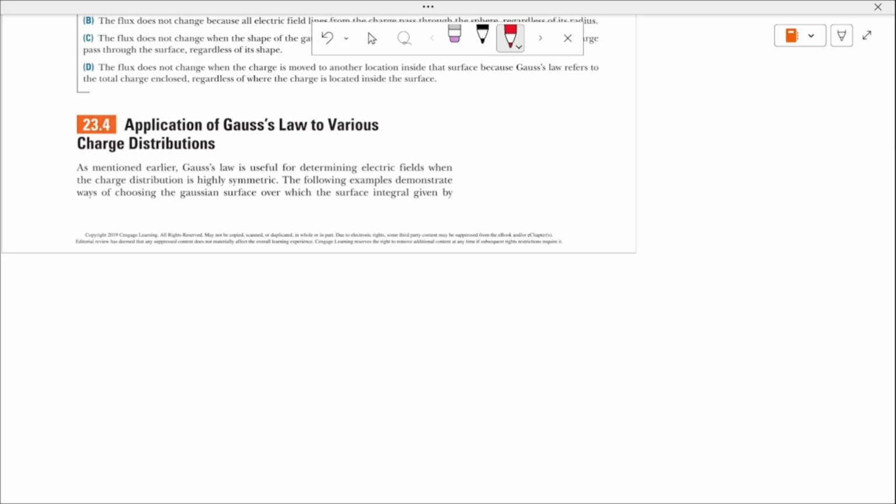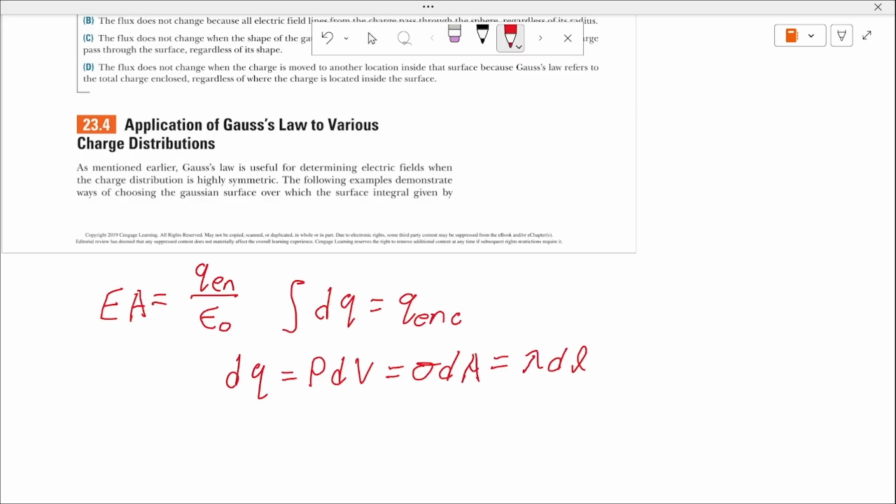To wrap up, I'm going to end with some final remarks. Gauss's law will usually simplify to the following expression: EA equals Q enclosed over epsilon sub naught, due to symmetry in our integral. And most of the time, you'll be solving for the charge enclosed rather than evaluating that surface integral, which we can do using the following expressions for dq. Typically, you're not going to have any examples where the surface integral does not simplify to EA.